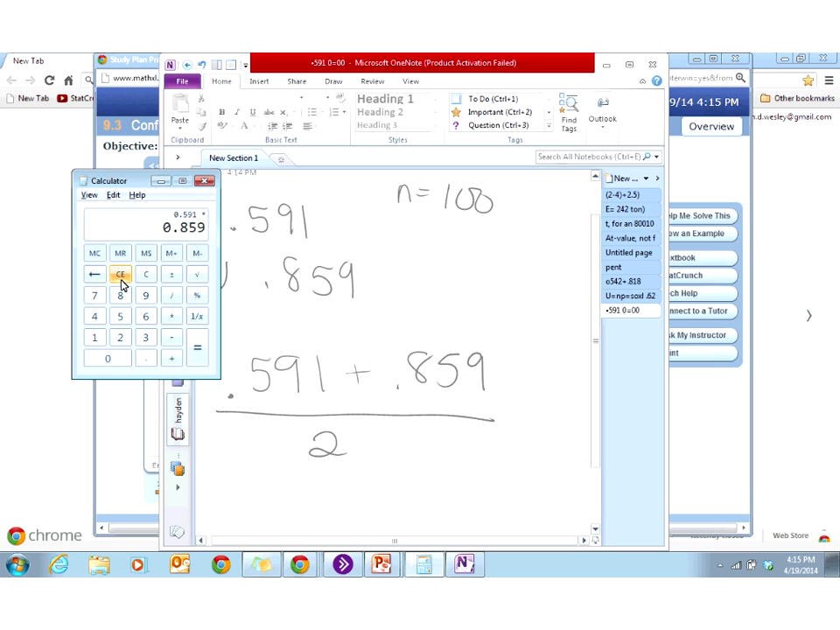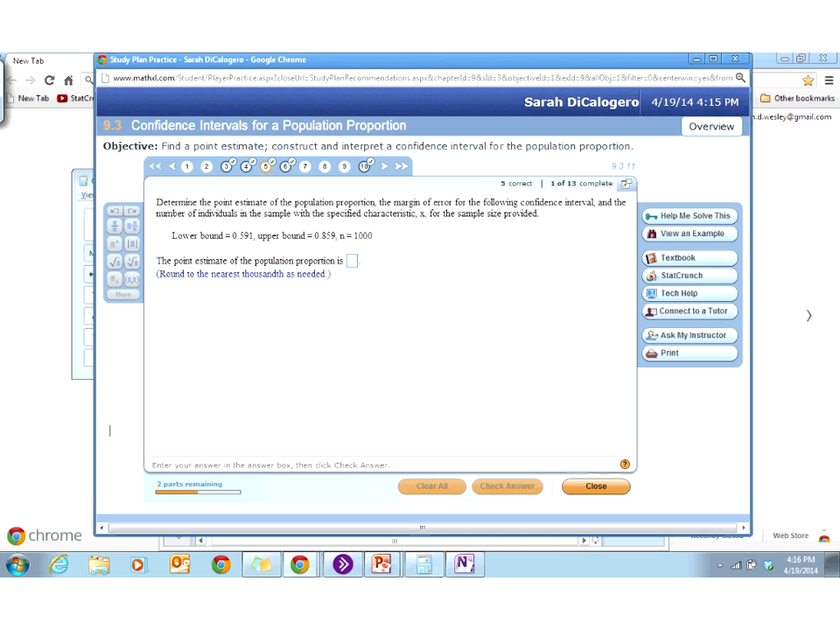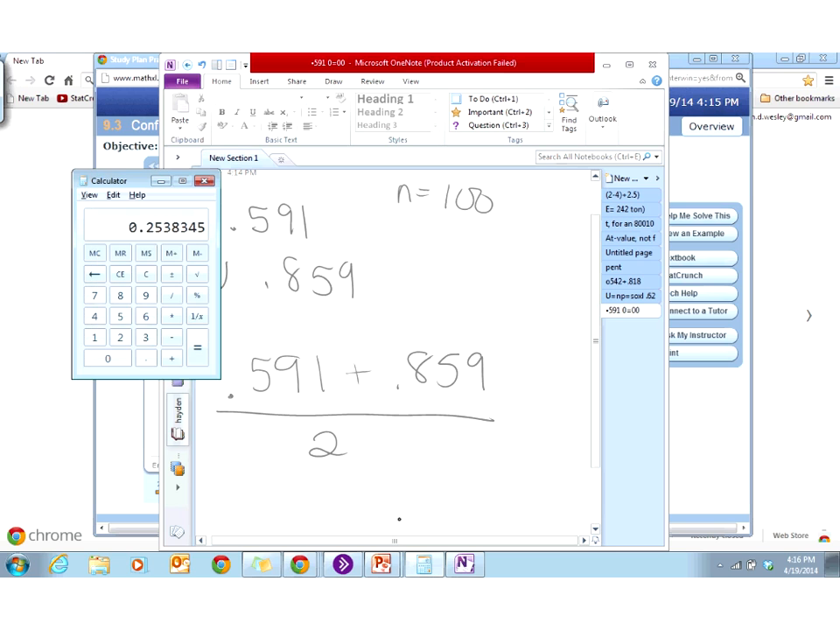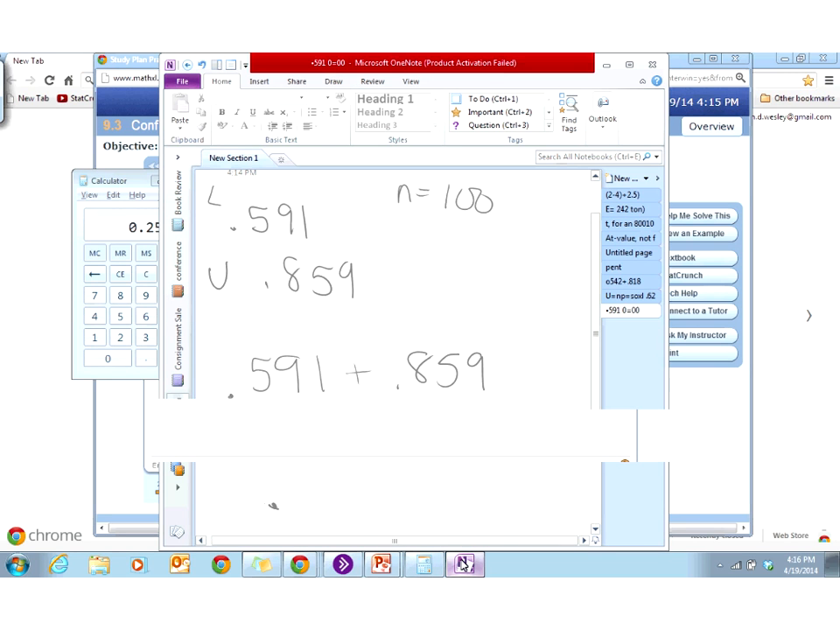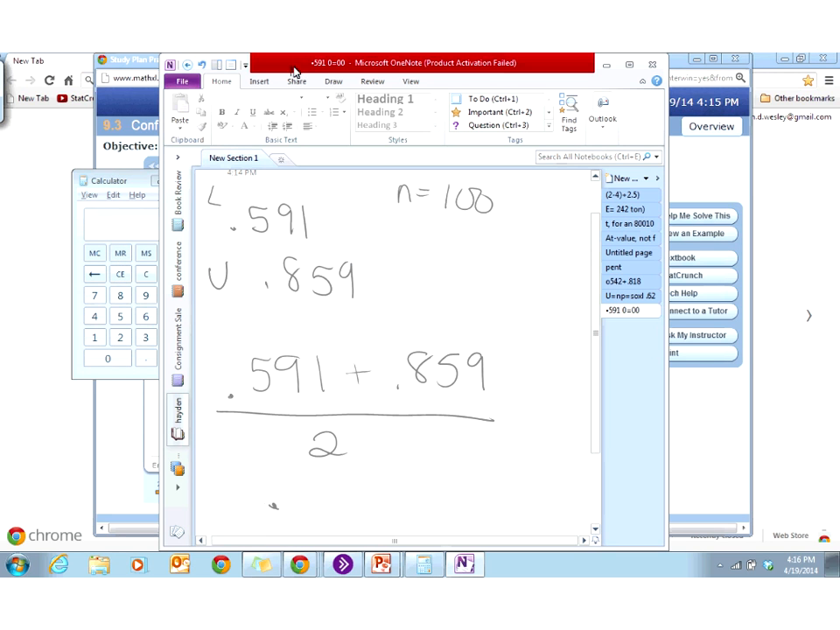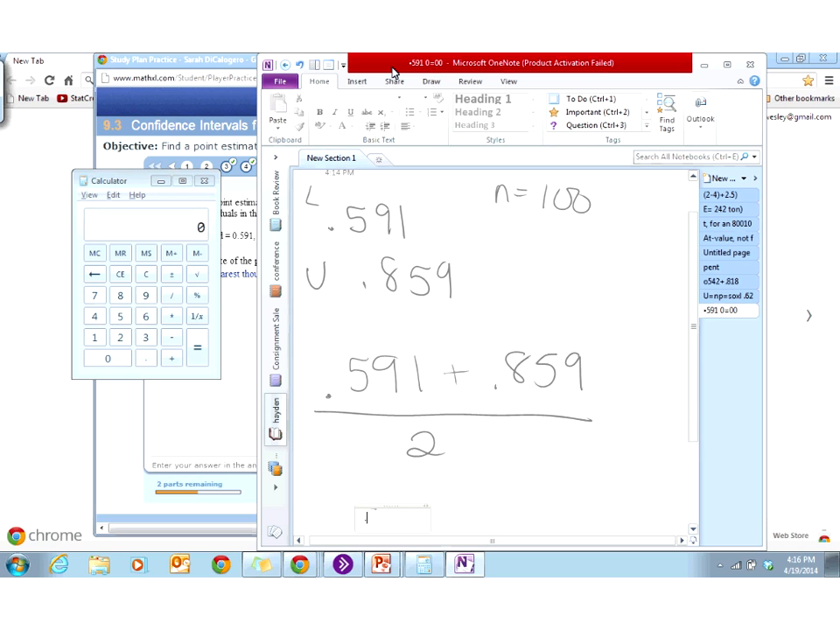This is an excellent time to work along with me. 0.859, enter, divide by 2. All right, so we've got 0.2538. And how many decimals? They want us to go to 1,000. So let's see. 0.25, I'm going to go with 0.254. That's not right. That's not the right answer because it should be halfway in between the two of them. So something's wrong.